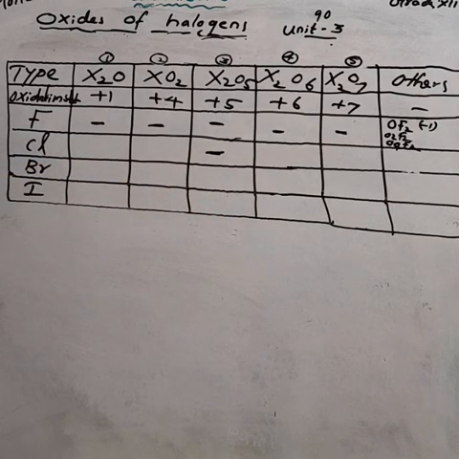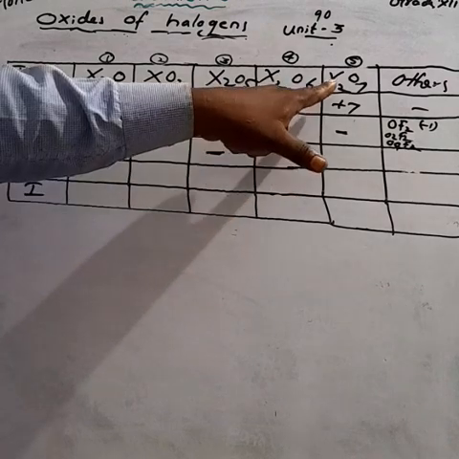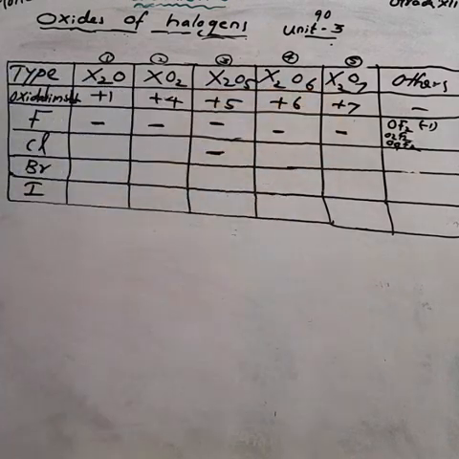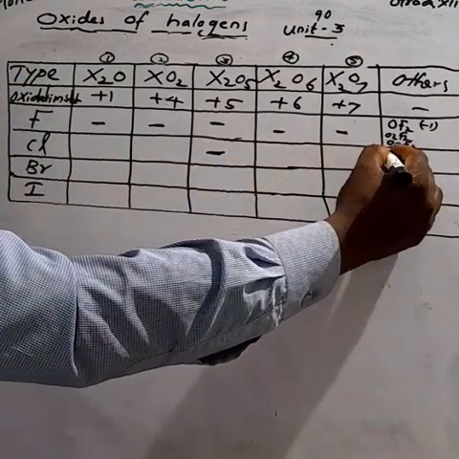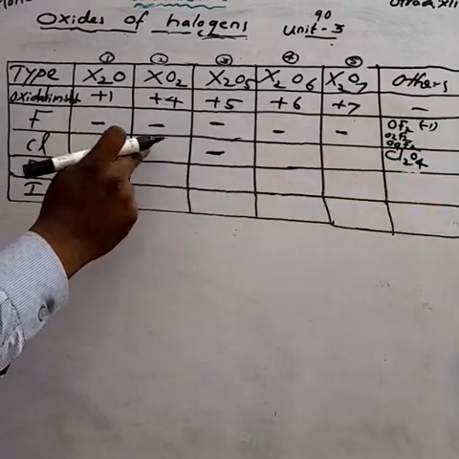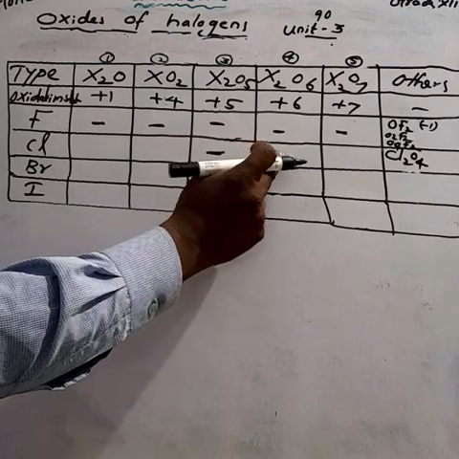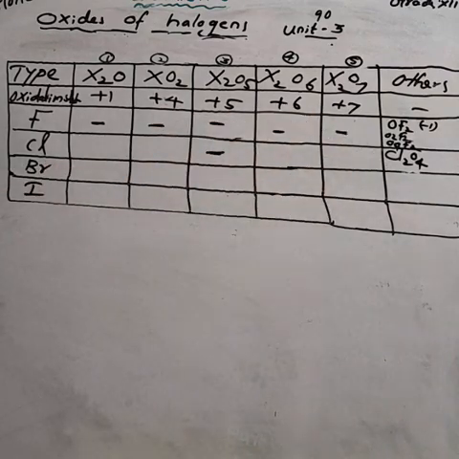Chlorine can form X2O6. Chlorine can form X2O7. And also another type, chlorine can form Cl2O4. So chlorine can form X2O, XO2, X2O6, X2O7. Okay. So what are the examples?